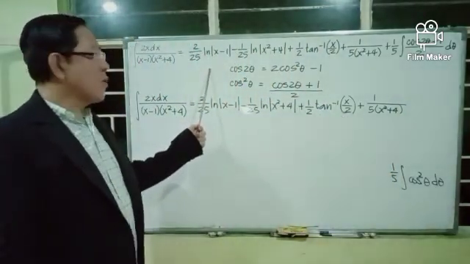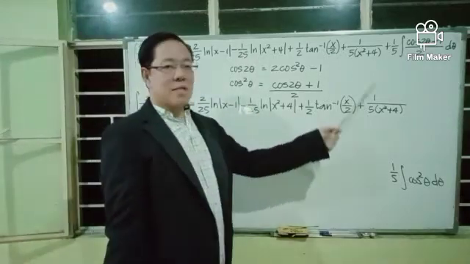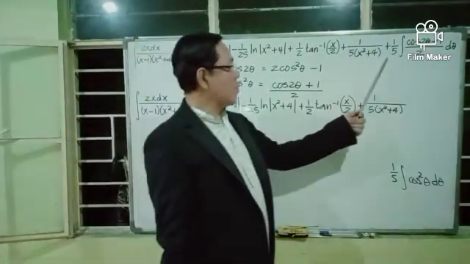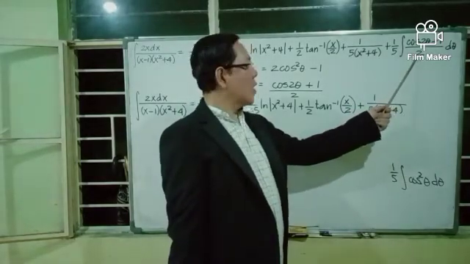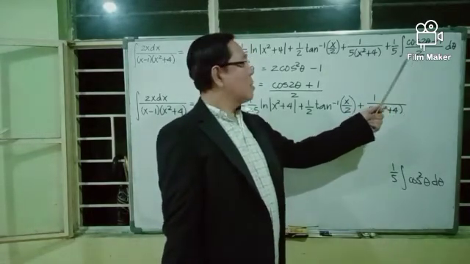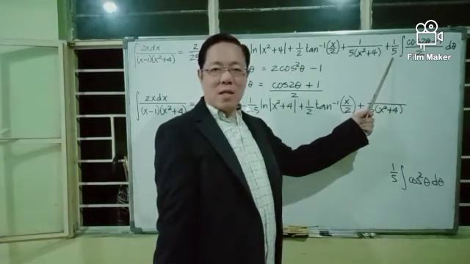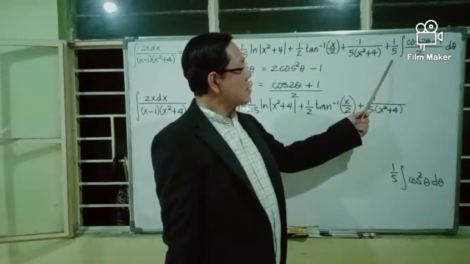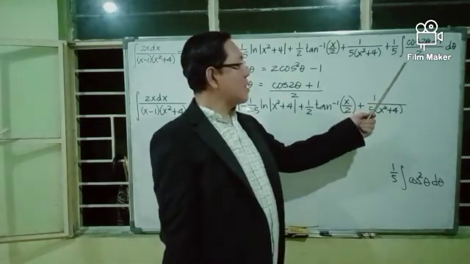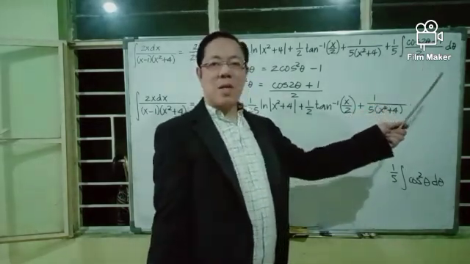The first four terms are the same. The last term is now equal to 1 over 5 multiplied by 1 half. 1 over 2 is a constant, so we can take that out of the integral sign and multiply by 1 over 5. We get 1 over 10 times the integral of cosine 2 theta plus 1.